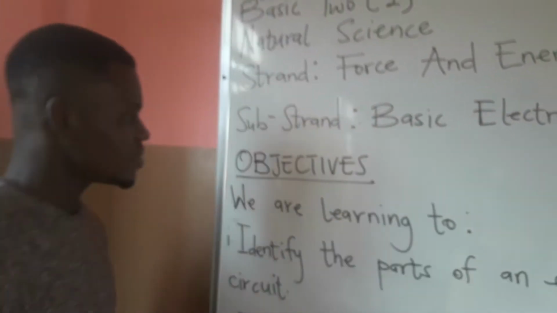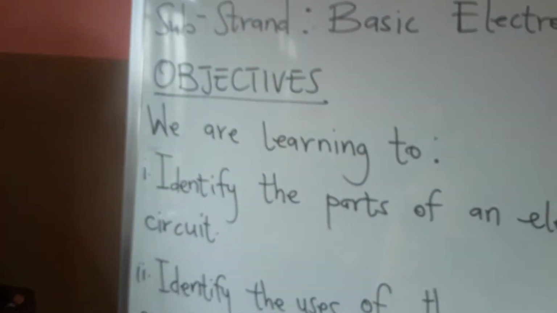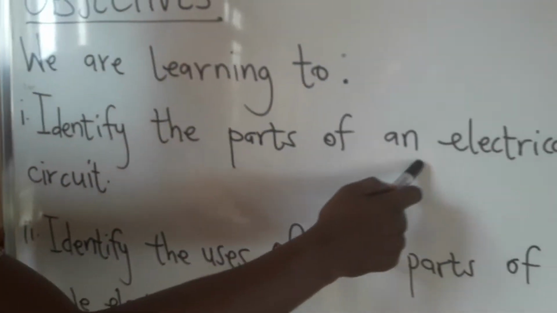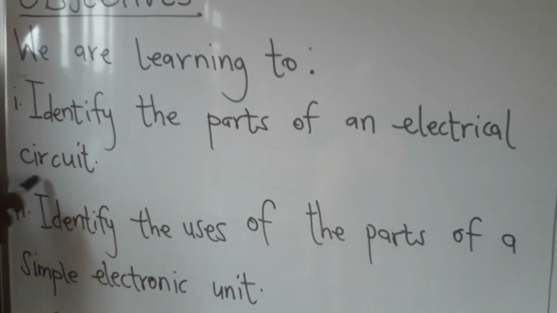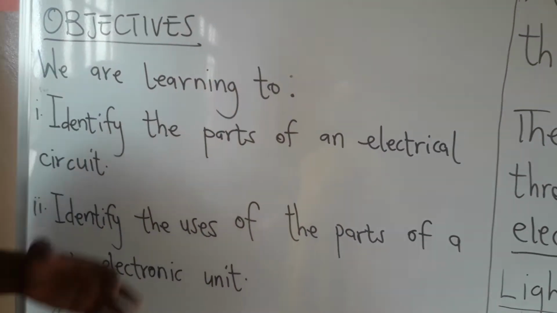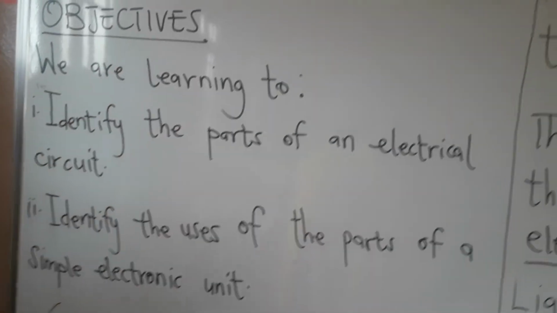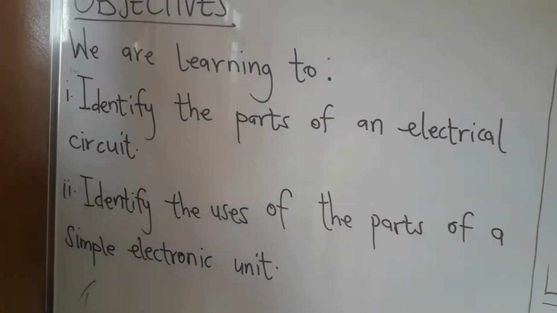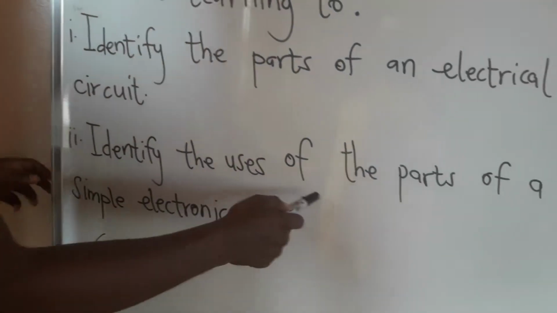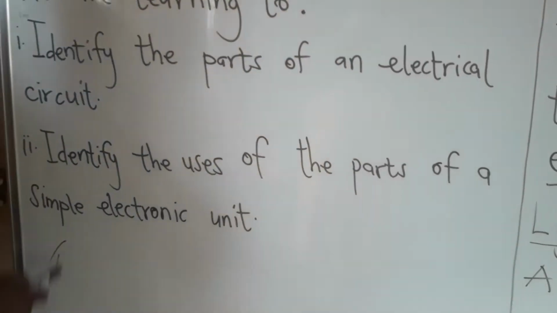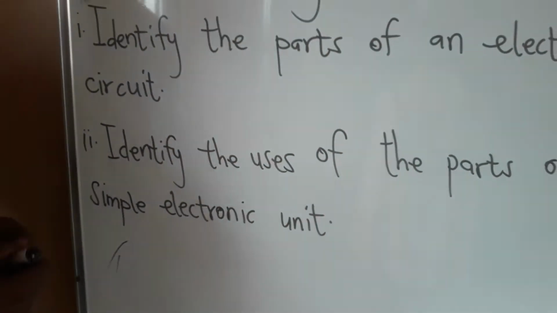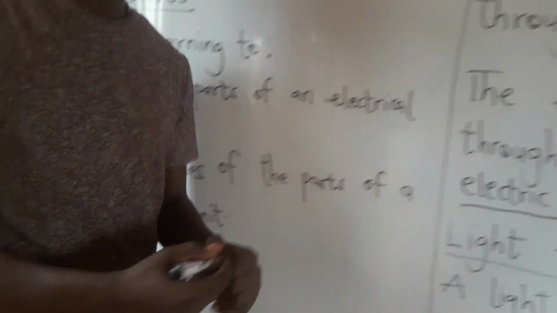Now, in our objectives, we say we will identify the parts of an electrical circuit. We spoke about the batteries, and we spoke about the switch. Now we said we want to identify the uses of the parts of a simple electronic unit. Today we'll be continuing from where we stopped.